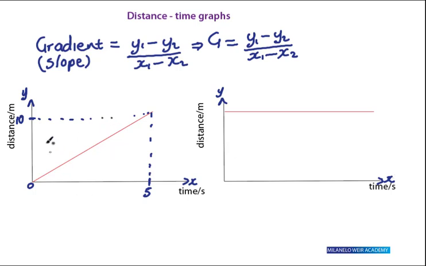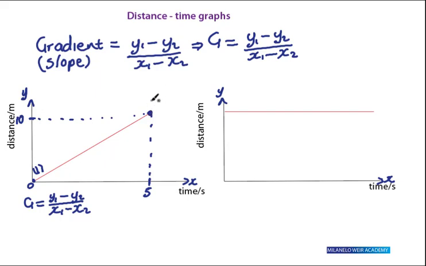So for the first one, G is equal to y1 minus y2 over x1 minus x2. But we don't have x1, we don't have x2. I'm going to label point 1 and point 2 to make my life easier. Okay, I'll call this point 1, and I'll call this point 2.